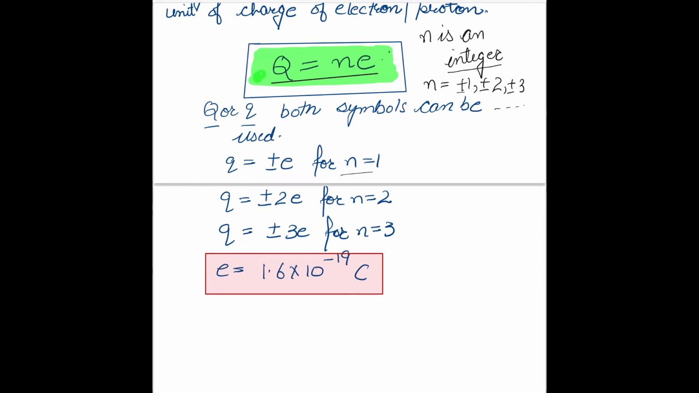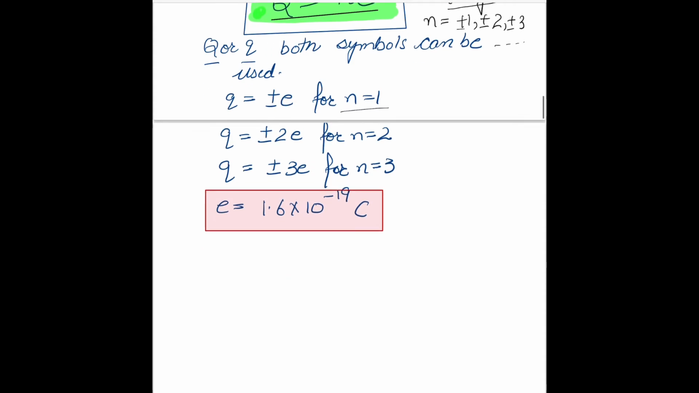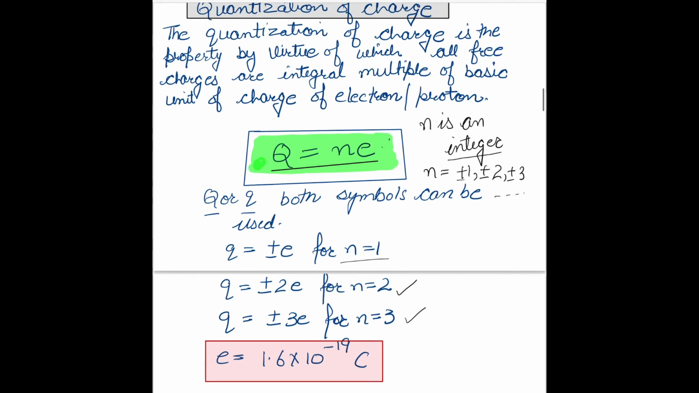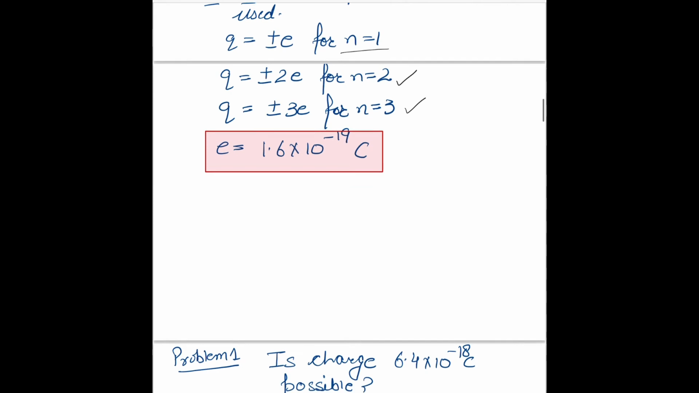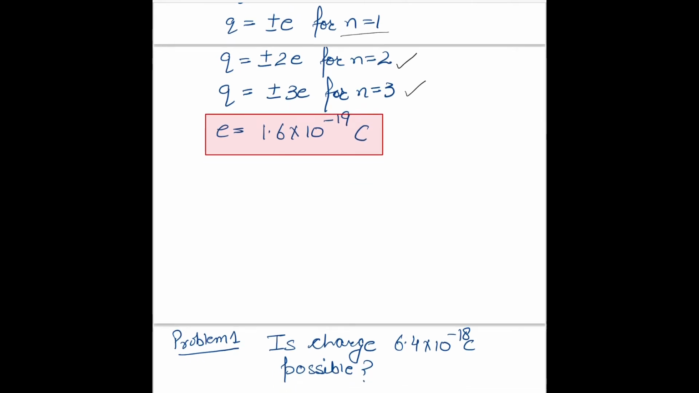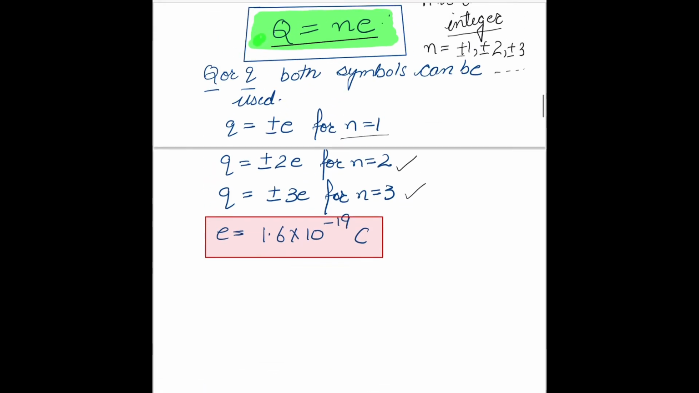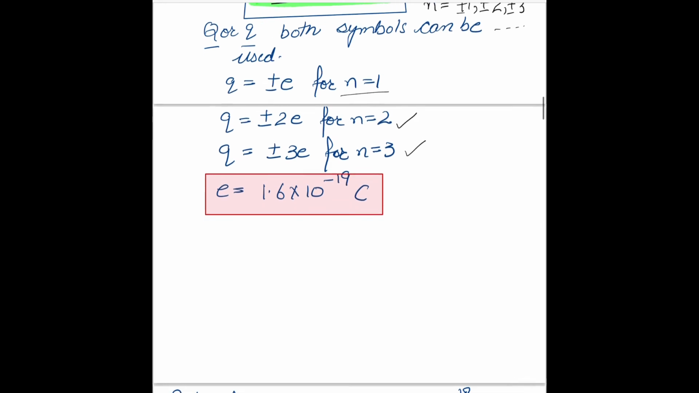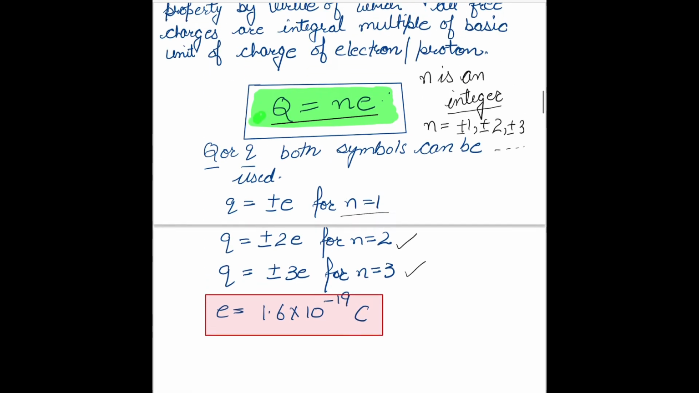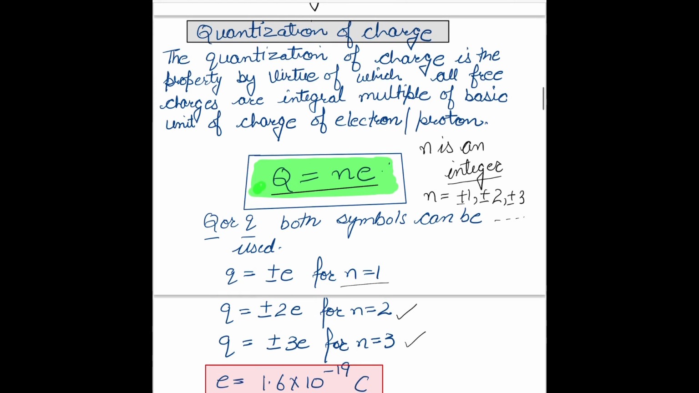If N is equal to 1, then the charge Q is equal to plus or minus E. If N is equal to 2, then the charge is plus or minus 2E. If N is 3, then the charge is plus or minus 3E, where E is the charge on an electron or proton. The basic value of E is 1.6 into 10 raised to the power minus 19 coulomb. Coulomb is the SI unit for charge. So it is important to understand that the charge will always be an integral multiple of E.